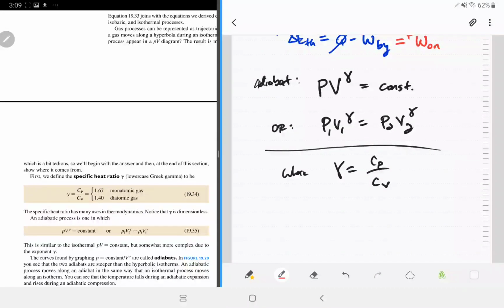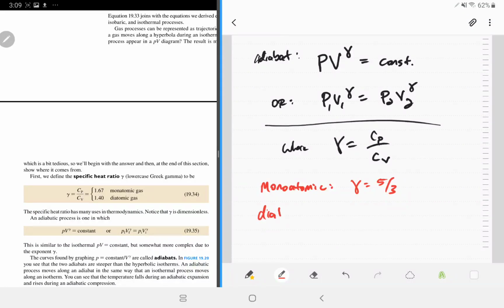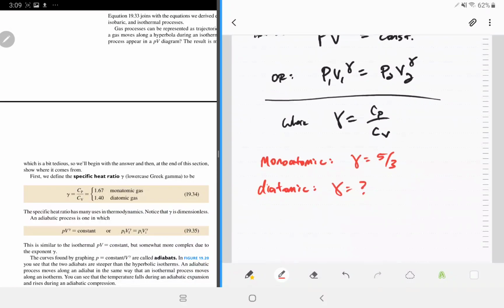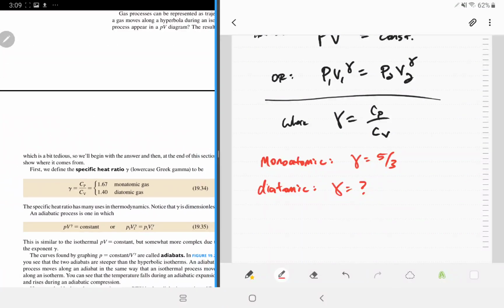So for monoatomic gases, remember we automatically know Cv is 3/2 R and Cp is 5/2 R. So monoatomic gases have gamma equal to 5/3. For diatomic, gamma can be a bunch of things, and we're going to explore this in chapter 20. Your book gives a value for this, by the way.